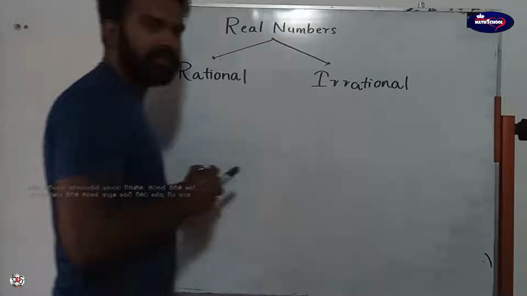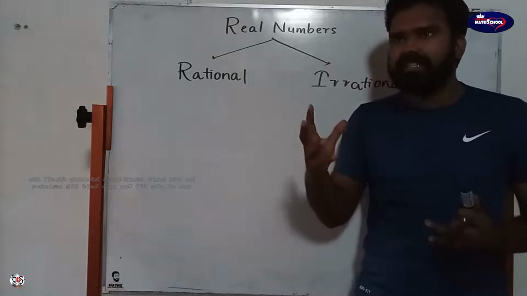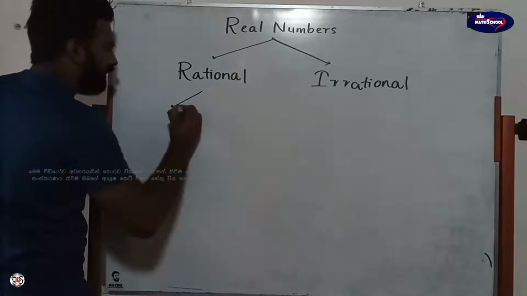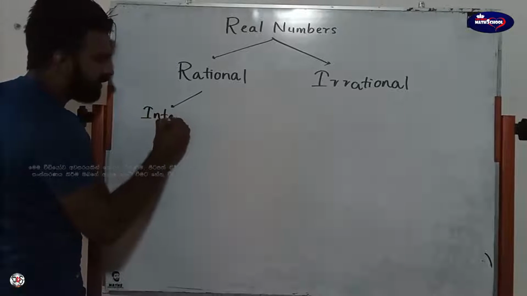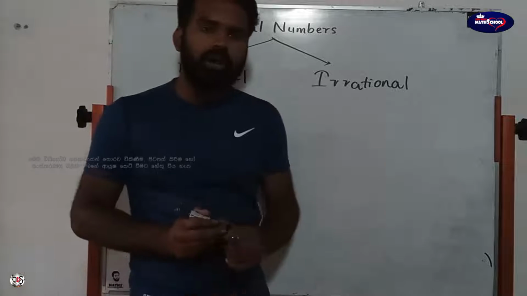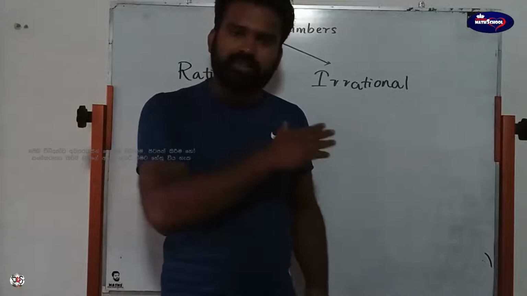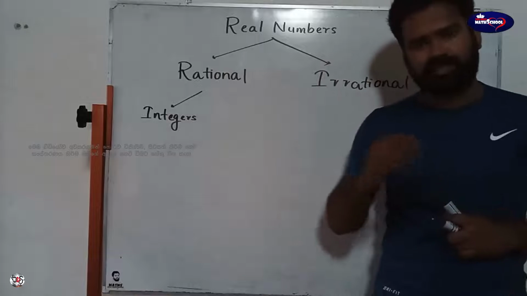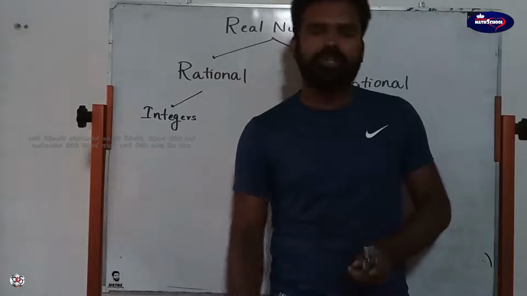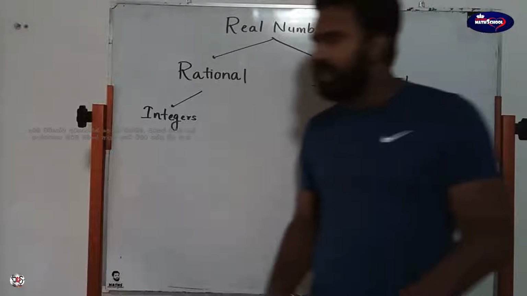In rational numbers, we had the numbers whose magnitude we can see, that means numbers we can write as a fraction. We had integers. Can you remember what integers are? All the whole numbers plus 1, plus 2, plus 3 were positive integers. Minus 1, minus 2, minus 3 were negative integers. All the positive integers and all the negative integers, including 0, we got as integers.